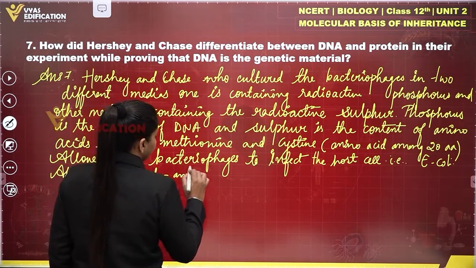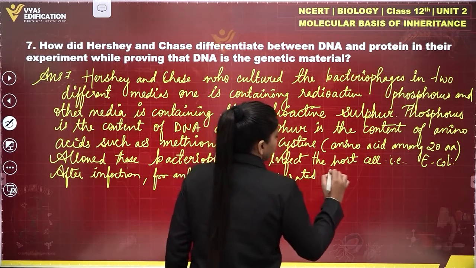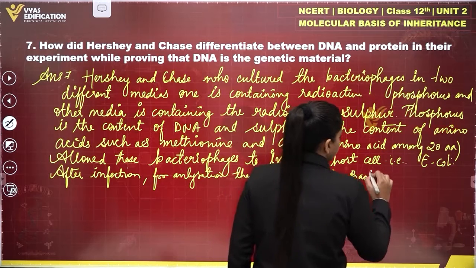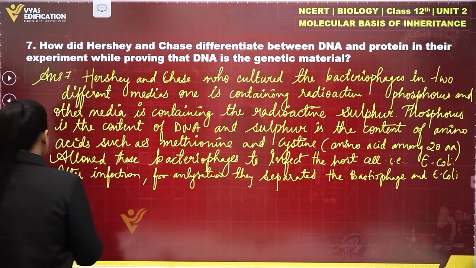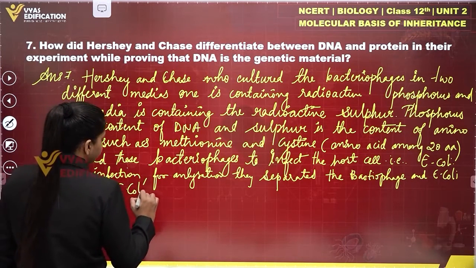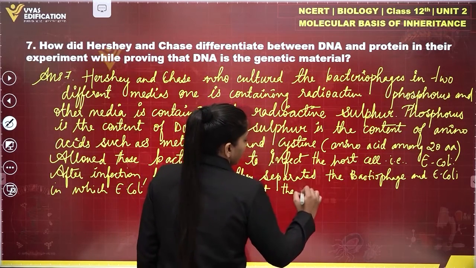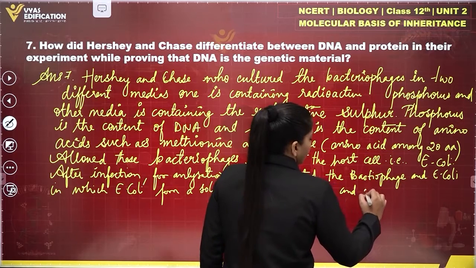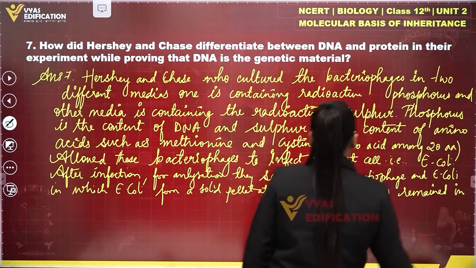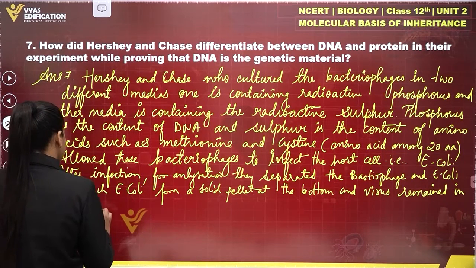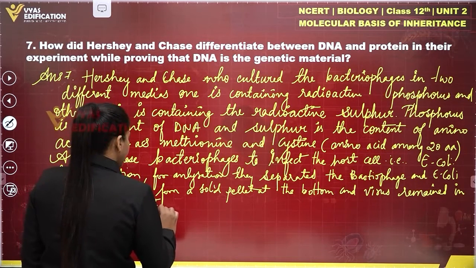for analysis, they separated the bacteriophage or viruses and E. coli, in which the E. coli forms a solid pellet at the bottom, and the viruses, because they are smaller in size, remained in the supernatant, right?